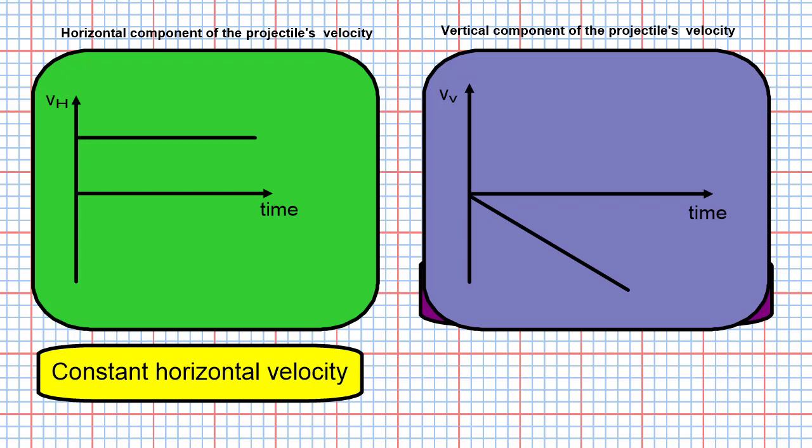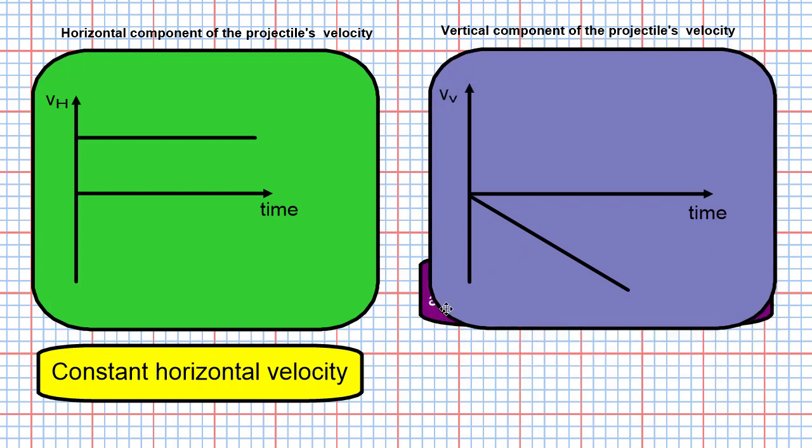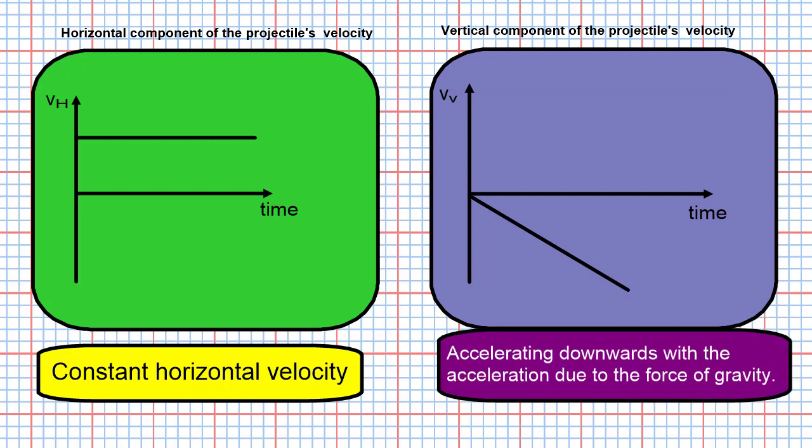But the vertical component of the projectile's velocity, once we draw that out, is going to be accelerating downwards with the acceleration due to the force of gravity. Now there's two graphs which sum up the velocity components, the horizontal component and the vertical component of a horizontally projected cannonball. Two important graphs.